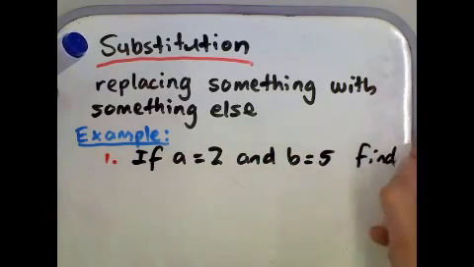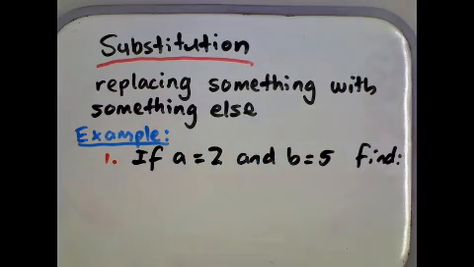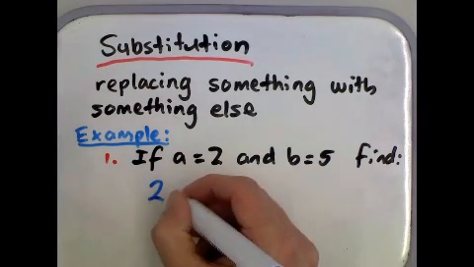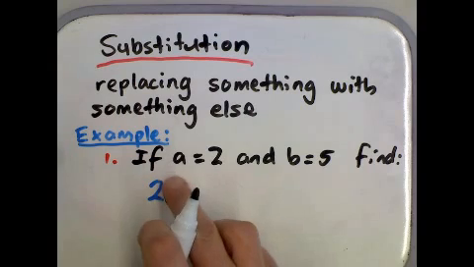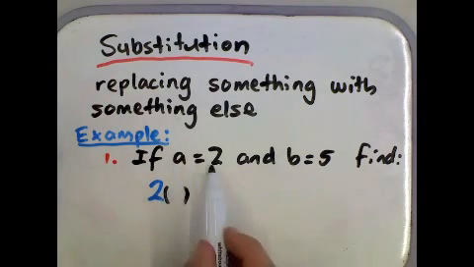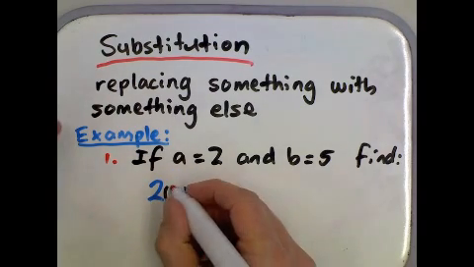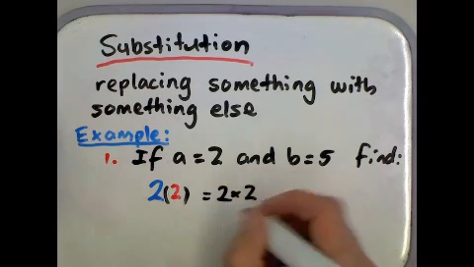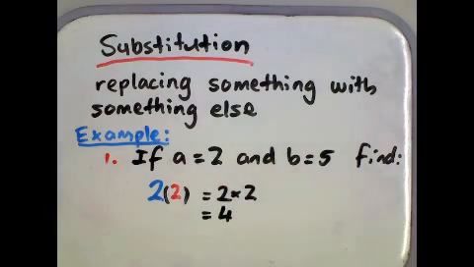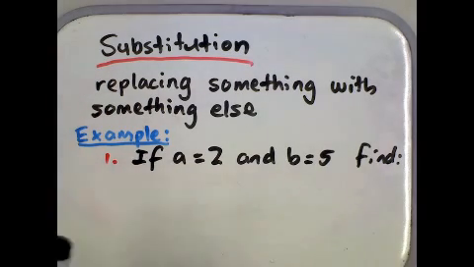If we've got a equals 2 and b equals 5, we generally ask a question such as find 2a, or simplify 2a by replacing the a value with the 2. So let's put the 2 in there. Now what we need to recognise is that 2a means 2 times a, which means we've got 2 times 2, which is 4.